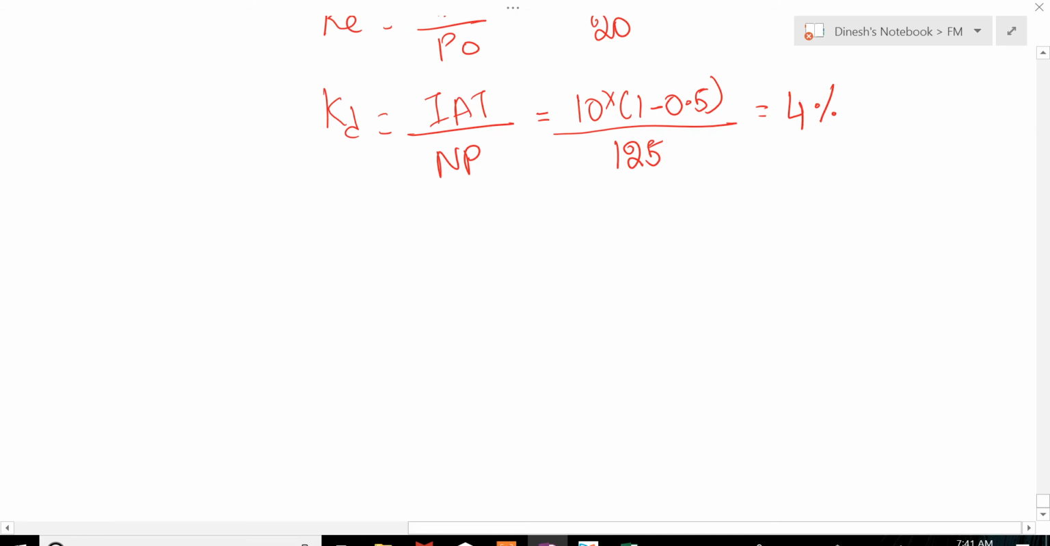Exactly the same thing gets repeated here. Nothing new will be done. When new stuff comes, I'll explain at that point of time. Any doubts on this? Clear? Can we proceed? Do it for firm C, same formula.